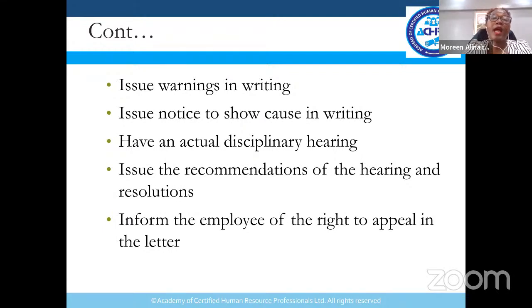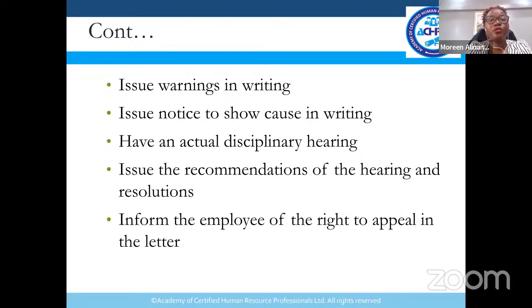After you have decided to terminate, put it in writing. Put the termination in writing. Tell the person, you were in a disciplinary hearing, you explained yourself, but the disciplinary committee was not satisfied with your explanation and has recommended a termination. We therefore terminate your service starting from this day.